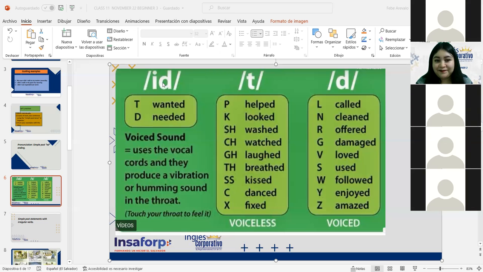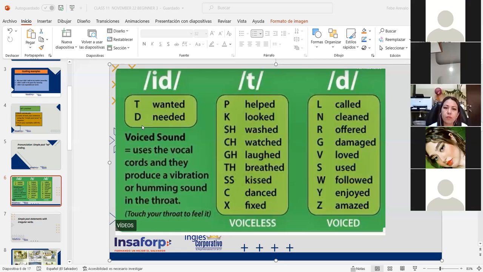Before moving on with the other ones, because I want you all to practice, just remember, if you notice in these ones, aunque todos terminan con ED, a ninguna se le pone la E en la pronunciation. Nos da específicamente, unas van a terminar con ED, otras con T y otras con D. Y estas son las que siguen esas reglas. In this case, wanted, needed. Then you go with this one, helped, looked, washed.